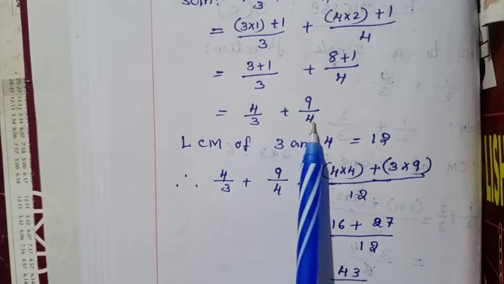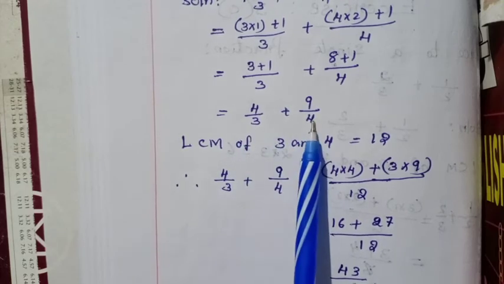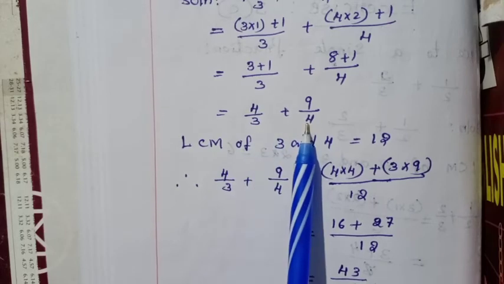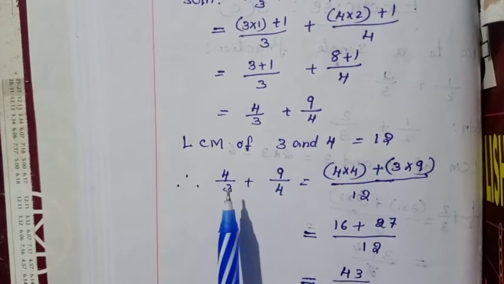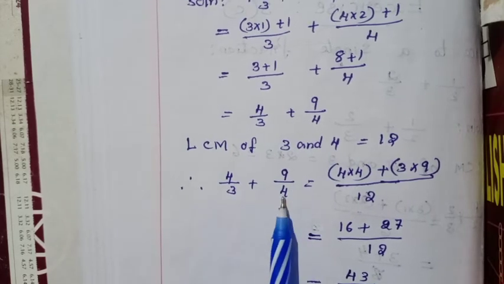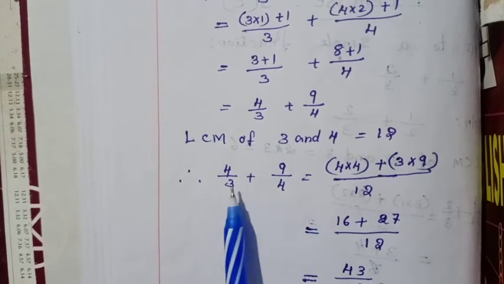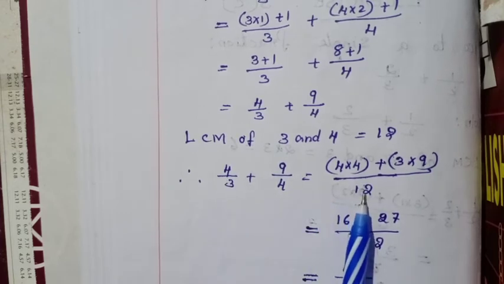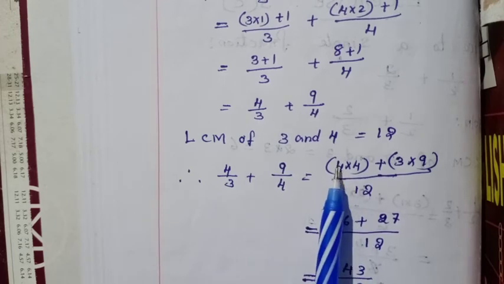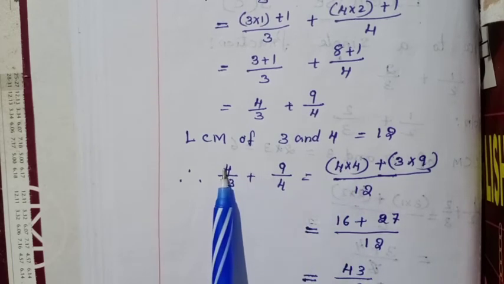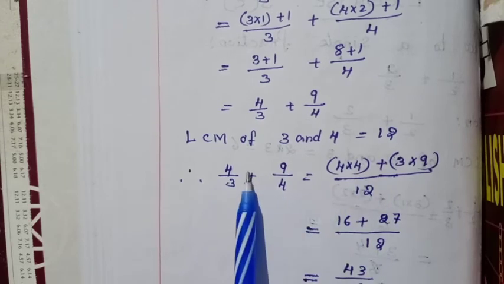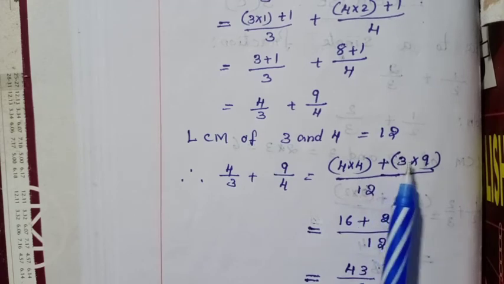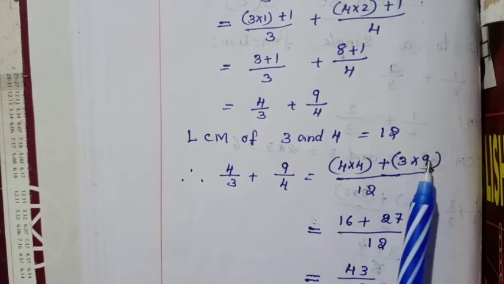Both the denominators are not equal, so we have to find out the LCM of 3 and 4. 3 and 4 are nearer numbers, so therefore LCM of 3 and 4 will be 3 into 4 equal to 12. Therefore 4 by 3 plus 9 by 4 equal to, 3 into 4, LCM 12. First we have to check 3 how many times in 12. 3 is 4 times, into the numerator 4, plus. Next check 4 how many times in 12, that is 3 times, into the same numerator 9.